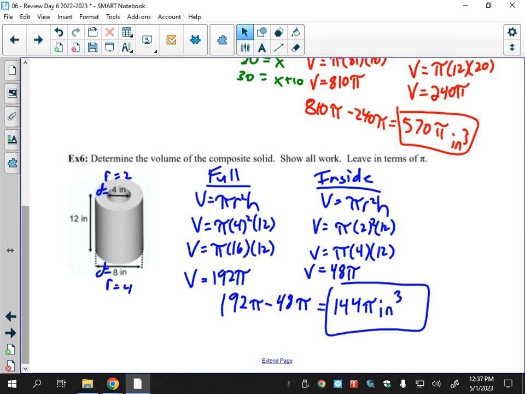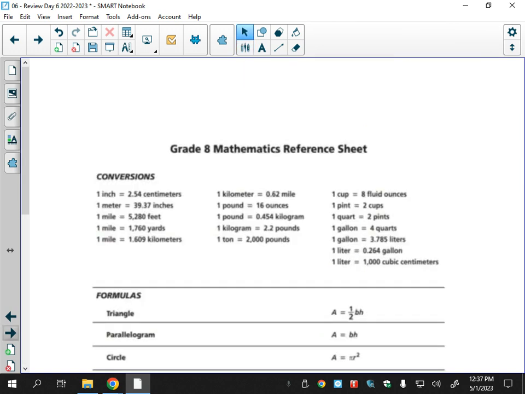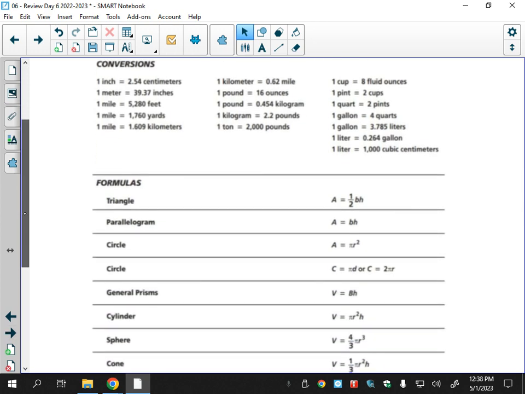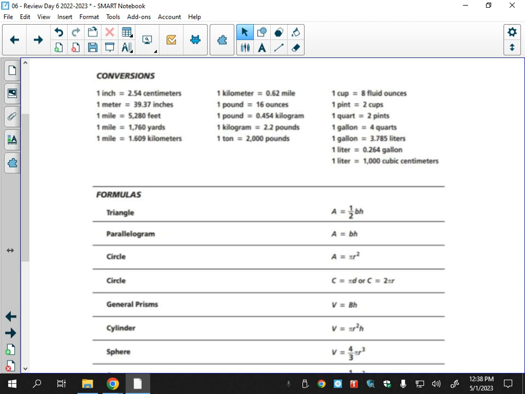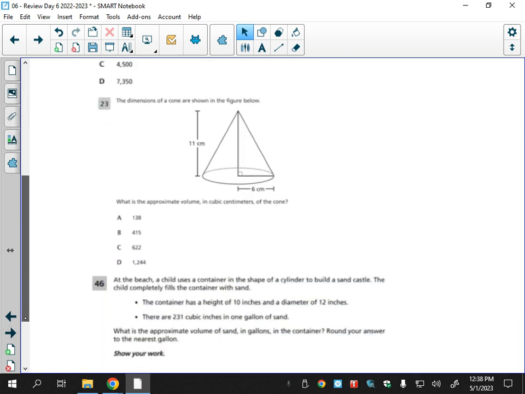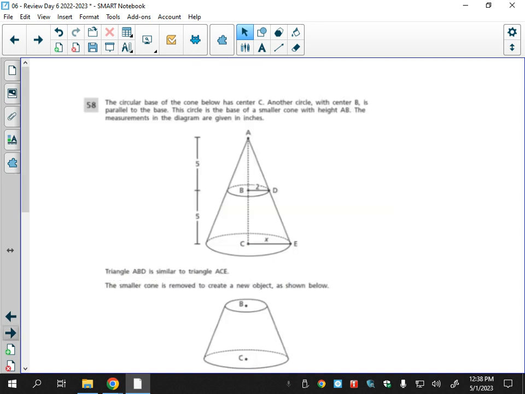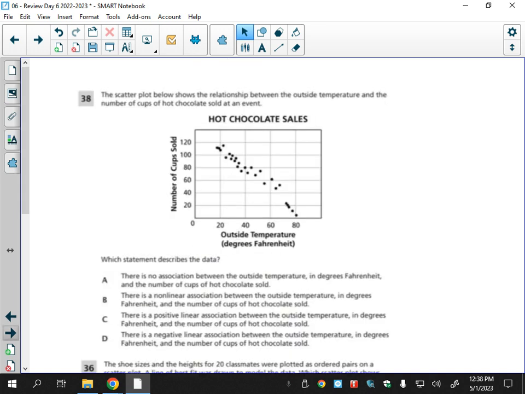Okay. If you look on the next page, I gave you a copy of the reference sheet on the state test. So those are the formulas they give you. They give you some conversions also, which I don't think I've ever really seen used. We've got some geometry questions, and then I also put in some stats questions.